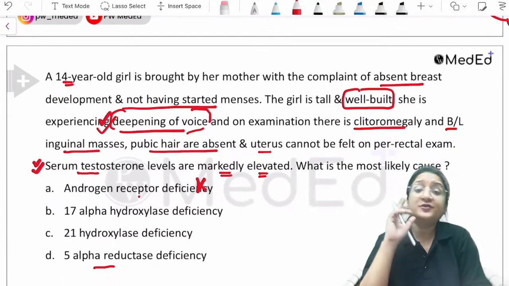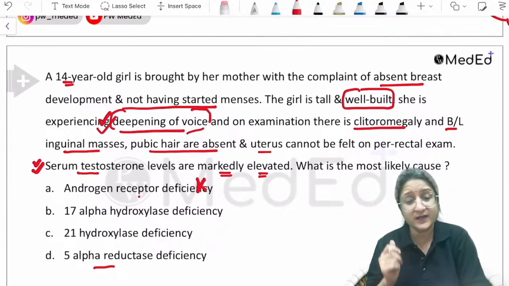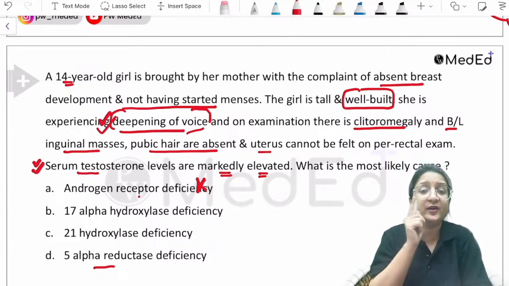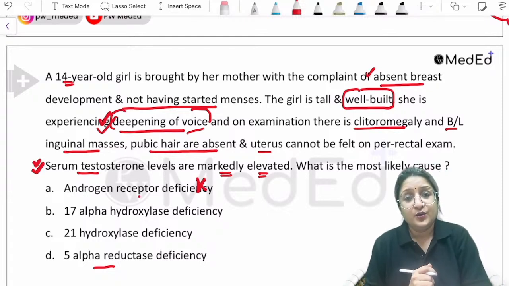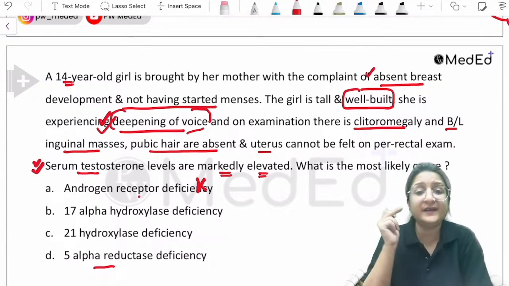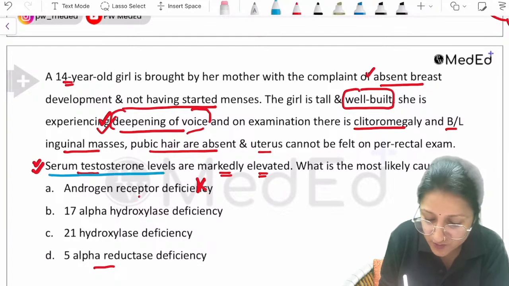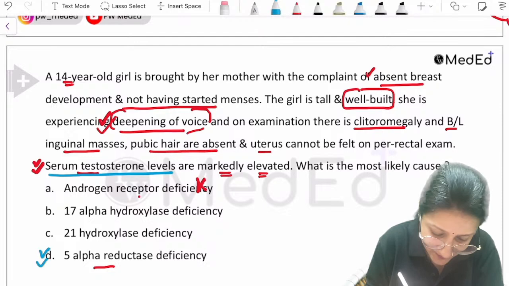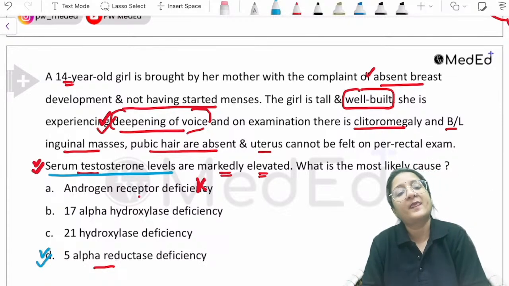Right? Because if androgen receptor deficiency would have been there, why is it not androgen receptor deficiency? Because I told you that androgen related action is coming, testosterone related action is coming, deepening of voice is coming, absent breast development is there. Right? So that's why it's not likely androgen receptor deficiency, but 5-alpha reductase deficiency can explain the increased serum testosterone levels. So that's why the answer here is 5-alpha reductase deficiency, right?